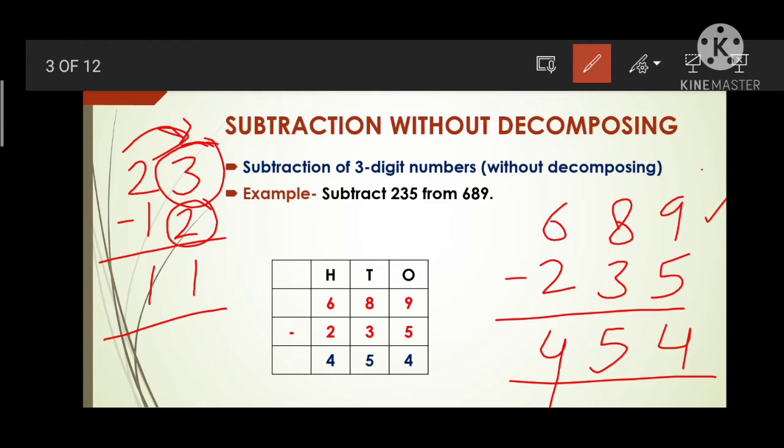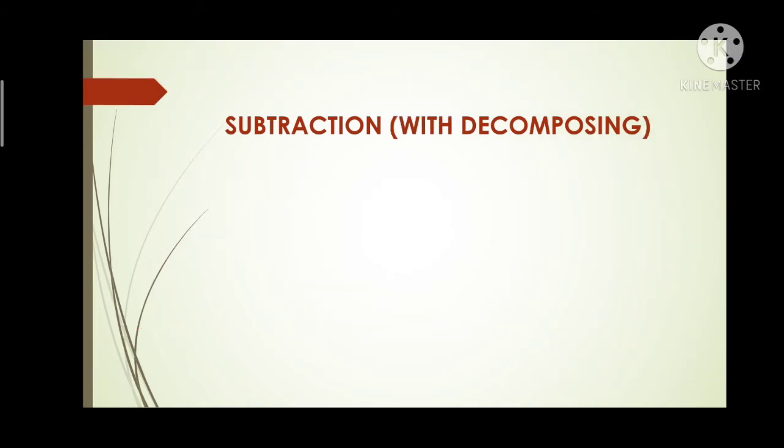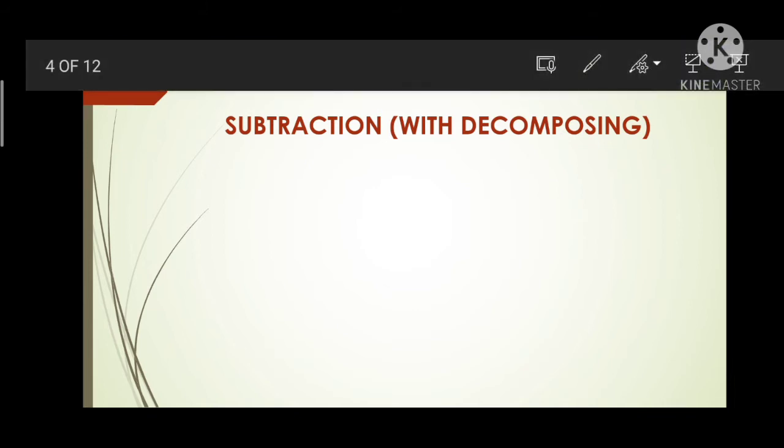Here 9 was greater. We must always check whether the number at the top, in the first line, that is the minuend line, is greater or not. If it is greater, then the subtraction can be done easily. But sometimes this number is not greater. Suppose the number 2 is given and I tell you to subtract 7 from it. How will you subtract this? This is what we are going to discuss now.